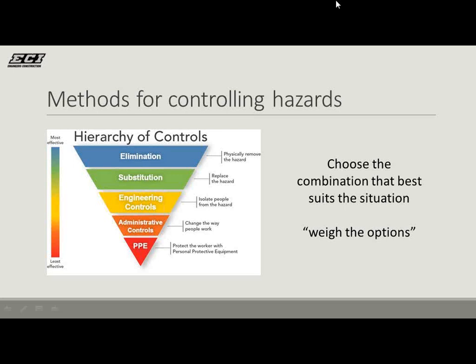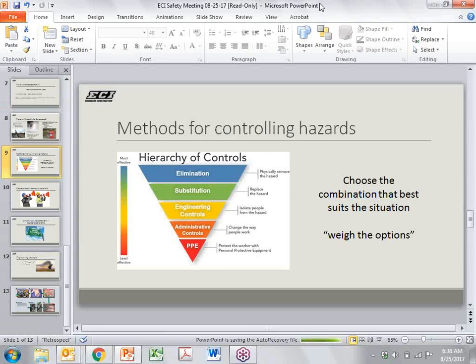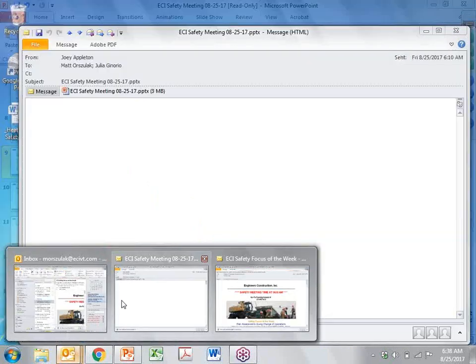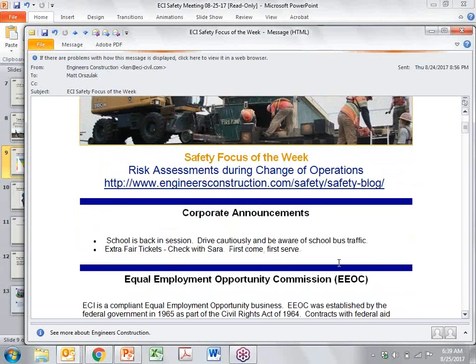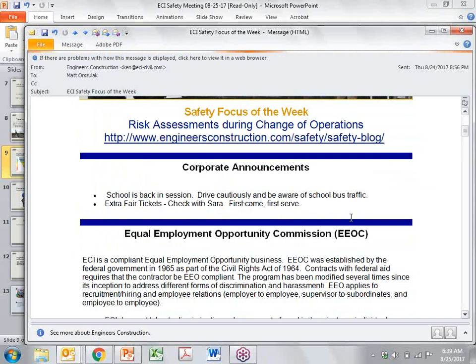Let's see here. Escape. And here. Okay. So risk assessment during change of operations, I called it, because we need to be always thinking about it. It's not just about the JHA, but moving ahead throughout the day, being on it.